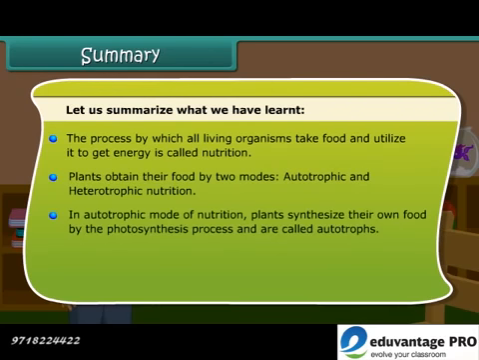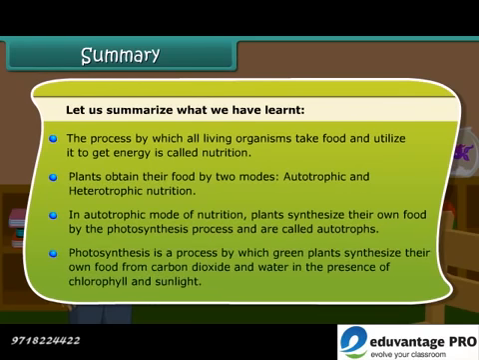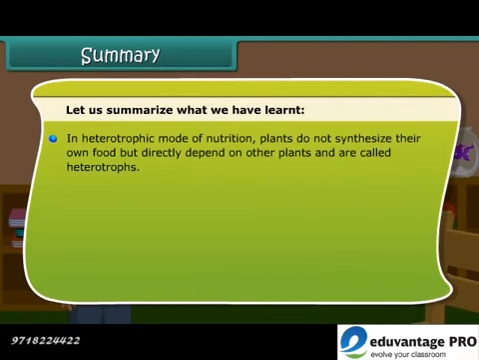In autotrophic mode of nutrition, plants synthesize their own food by the photosynthesis process and are called autotrophs. Photosynthesis is a process by which green plants synthesize their own food from carbon dioxide and water in the presence of chlorophyll and sunlight. In heterotrophic mode of nutrition, plants do not synthesize their own food, but directly depend on other plants and are called heterotrophs.